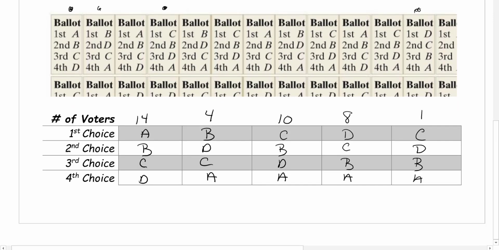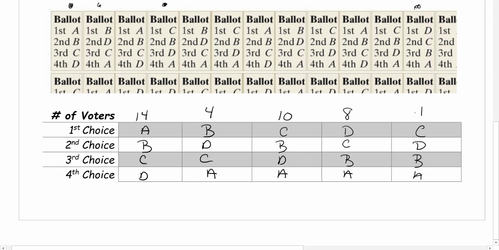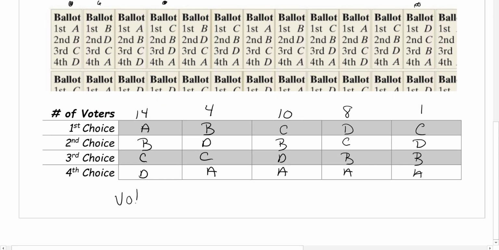So we can also tell how many voters there were. You would just add up the number of ballots that we had. So 14 plus 4 plus 10 plus 8 plus 1. And so we have 18, 36, 37 voters.